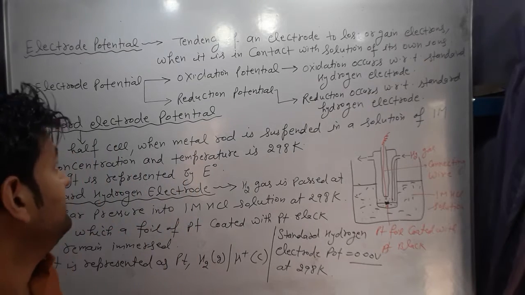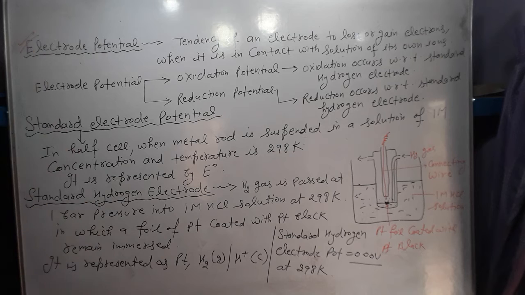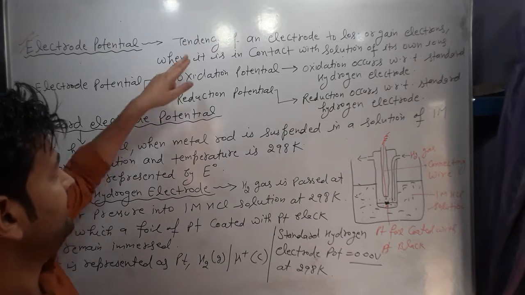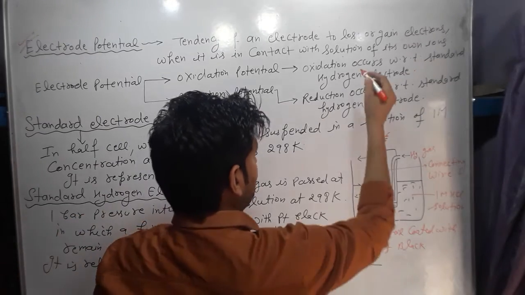Our next topic is electrode potential. What is electrode potential? Electrode potential is defined as the tendency of an electrode to lose or gain electrons.